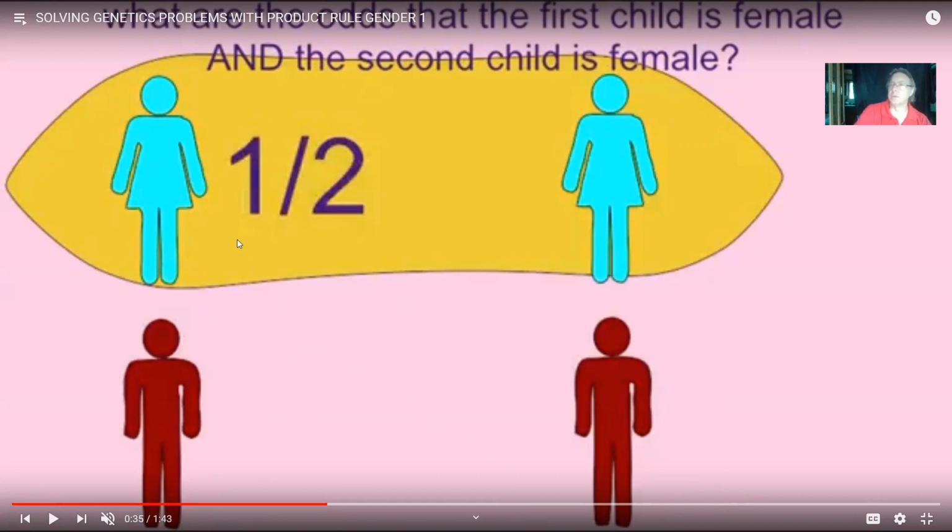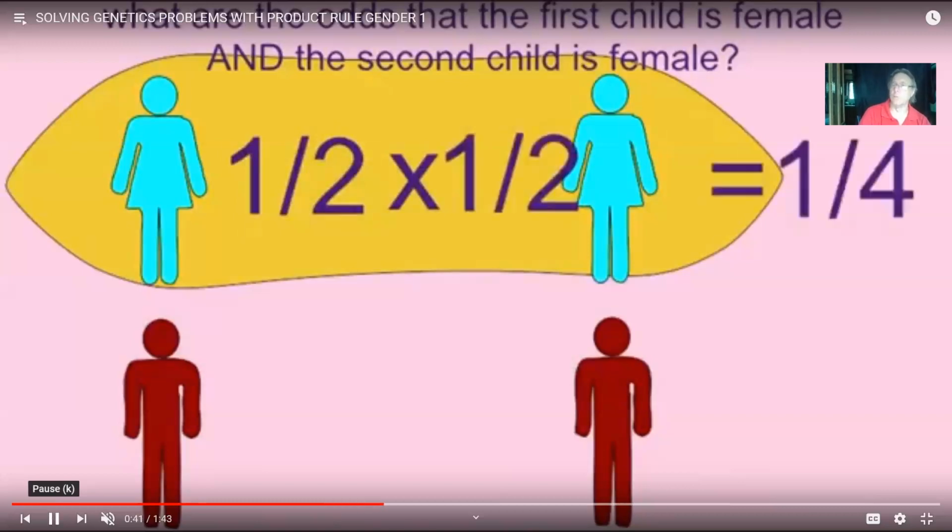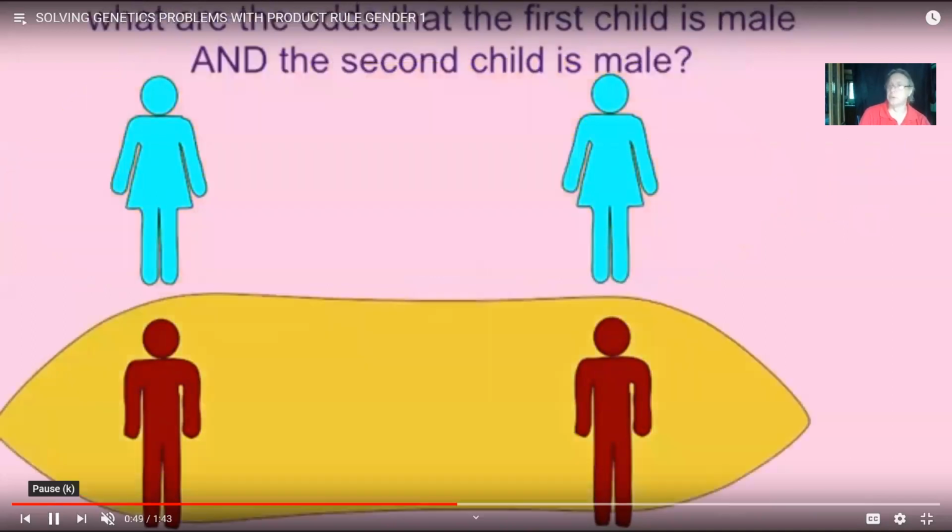Well, this tells me I'm going to use the product rule when I've met those 2 conditions. And in the product rule, I will multiply the odds together. The odds of having a daughter as the first child is 1 in 2. The odds of having a daughter as the second child is 1 in 2. And if I multiply them together, I get 1 in 4. So if you survey families that have 2 children, 1/4 of them on average will have 2 daughters.